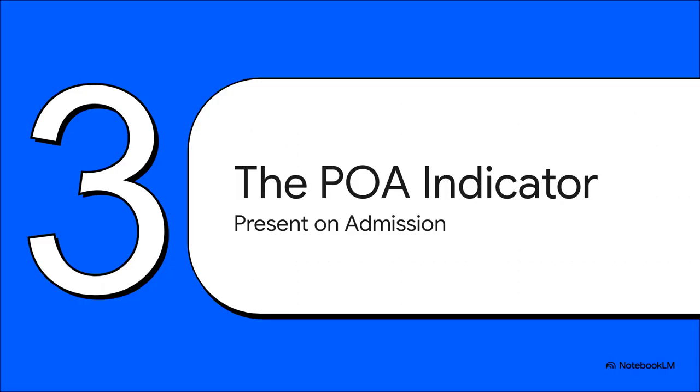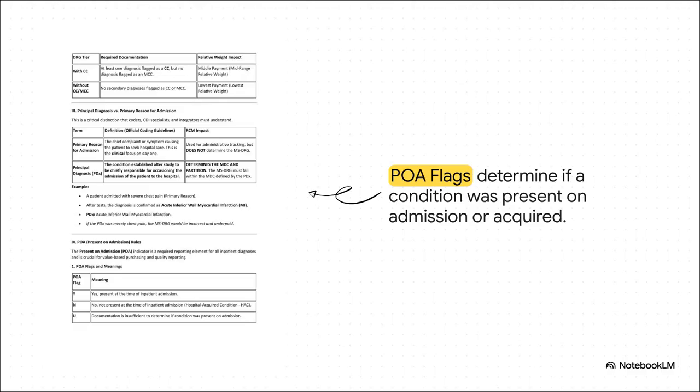Let's hit Part 3, the crucial POA indicator. Present on admission might just be a tiny little letter flag, but it carries massive financial and quality consequences. Take a really close look at these flags. A yes obviously means yes, the condition was present right at the time of admission. This validates that it's a pre-existing condition, allowing it to fully impact the DRG weight.